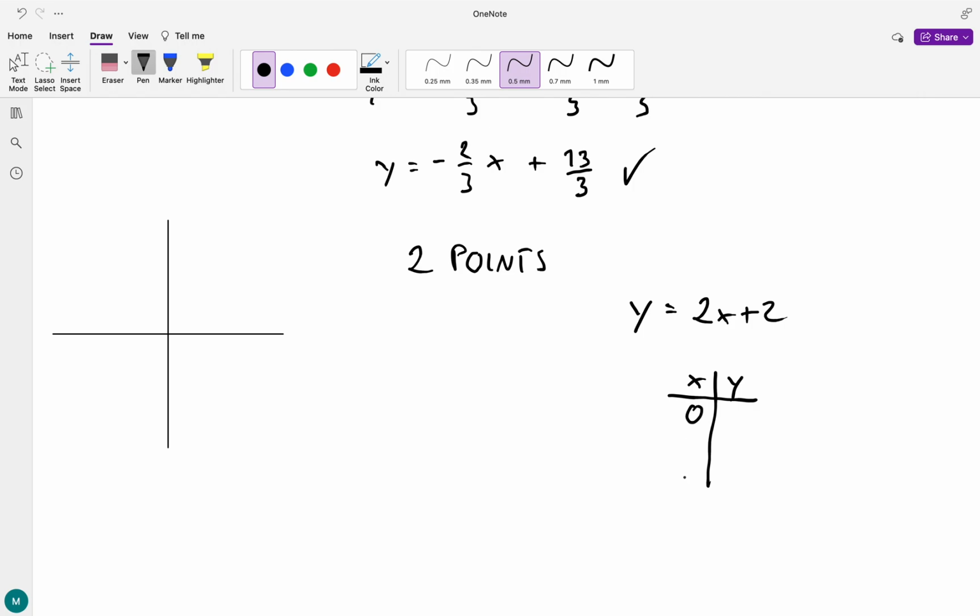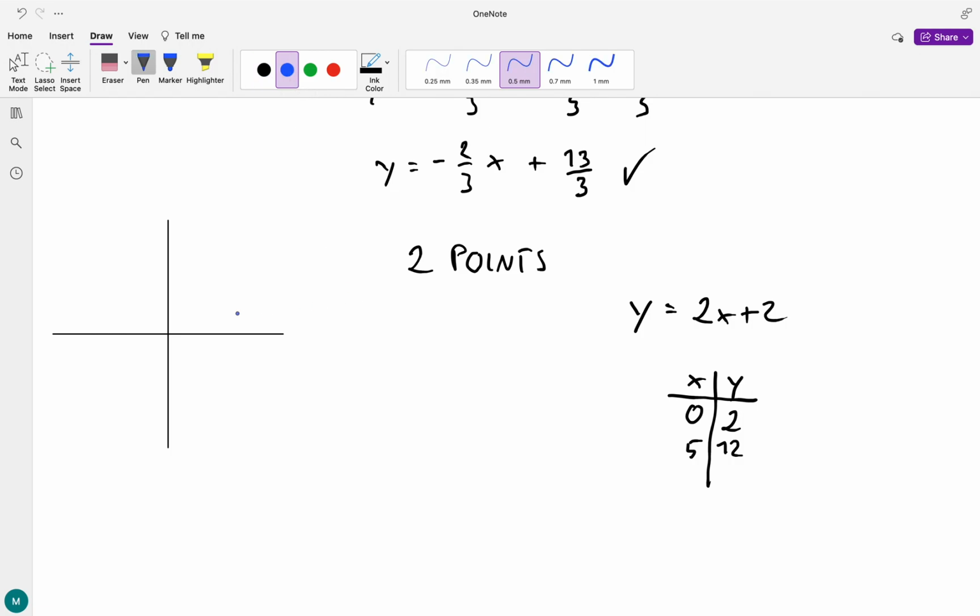So let's start with 0 for x. That's the easiest number to work with because then our y is 2. Then let's say I want to do 5 for x. So we need to calculate that. 2 times 5 is 10 plus 2, that's 12. And you can keep going further if you want more points on your line, but 2 is more than enough.